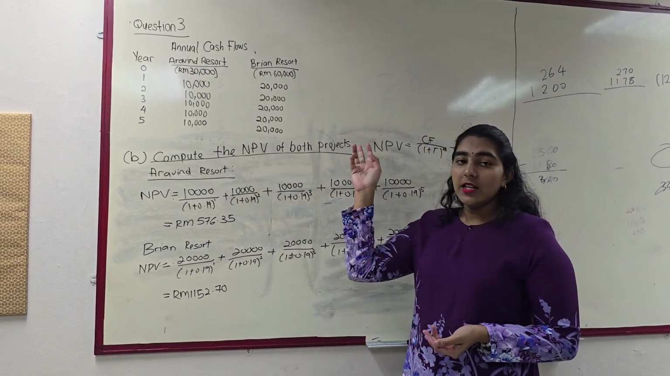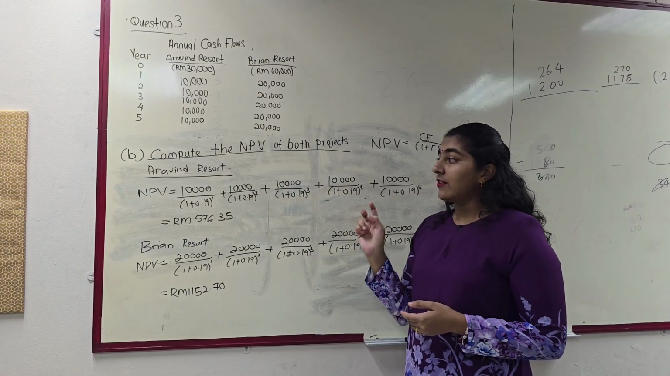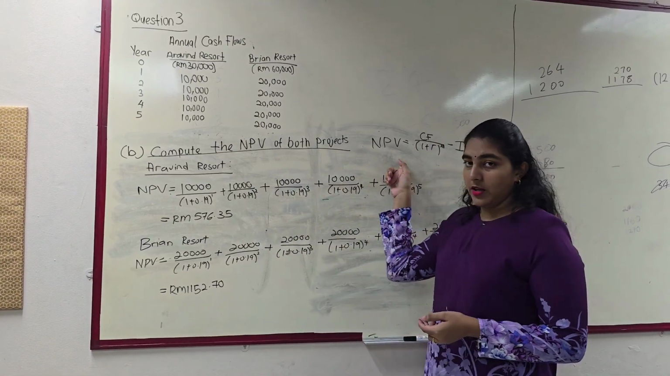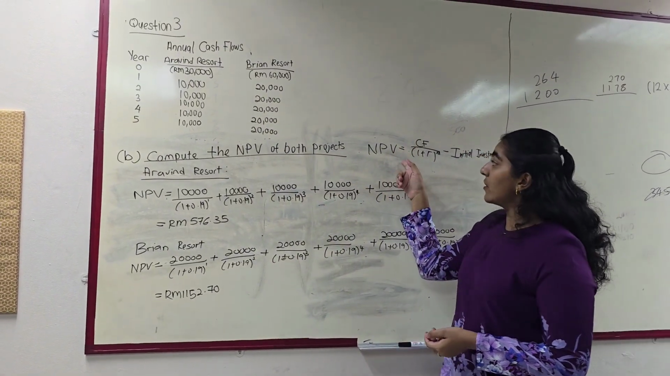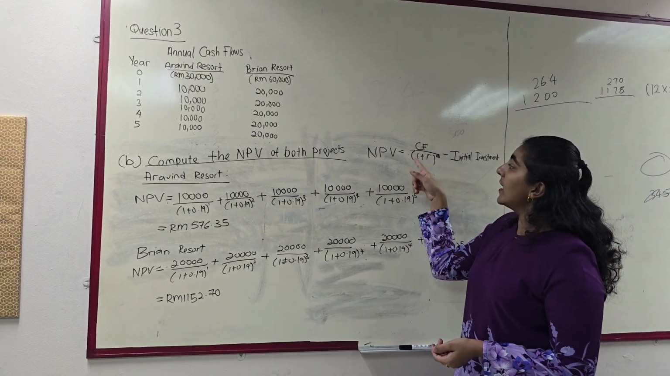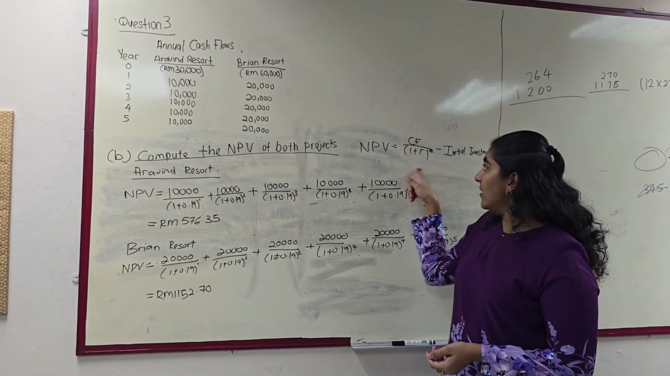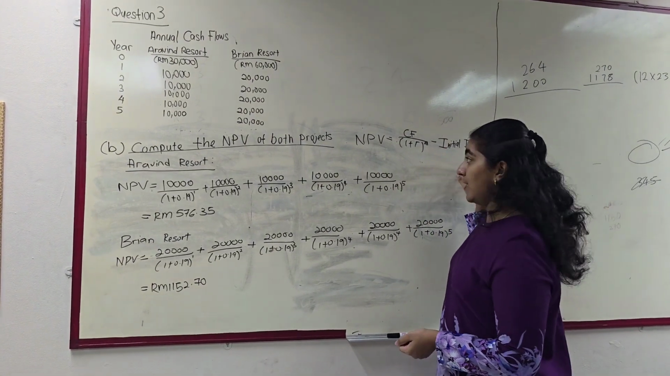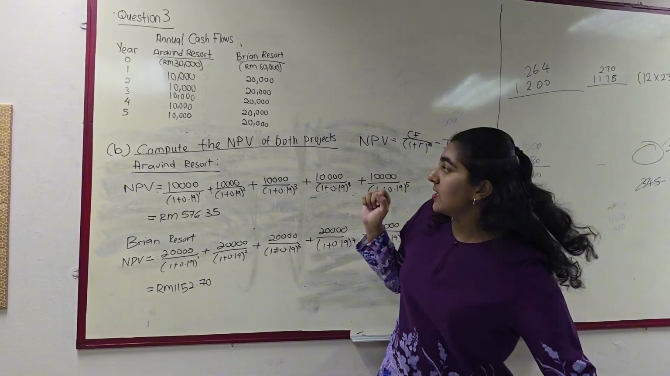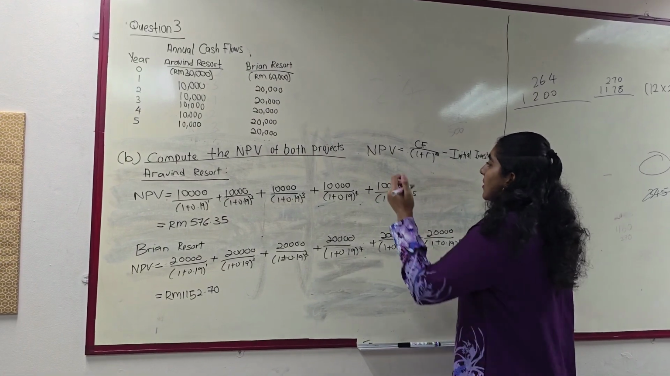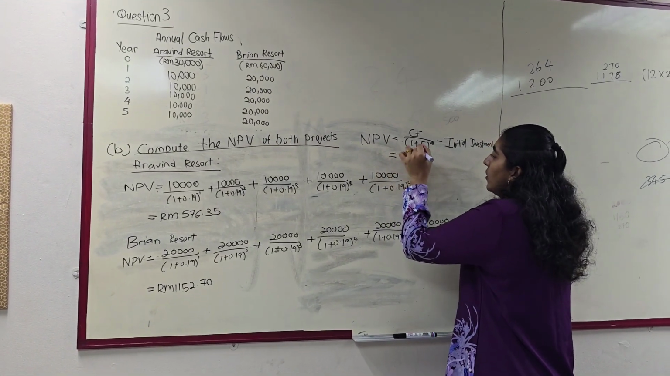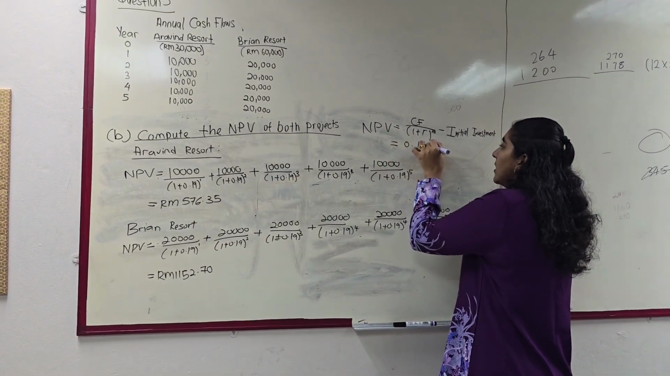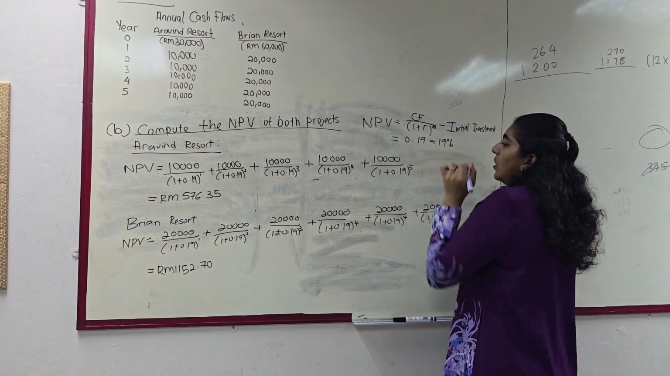Now we're going to compute the NPV of both projects. From question A, we're going to use the rate in the NPV formula, which is NPV equals to cash flow divided by 1 plus R power of N, minus the initial investment. So just now we calculated the rate is 0.19, which means 19%.